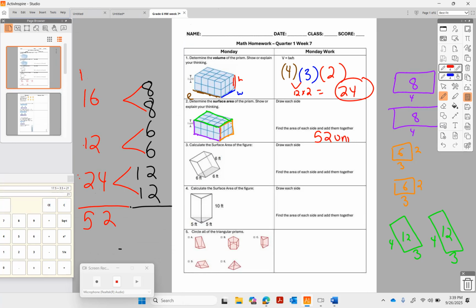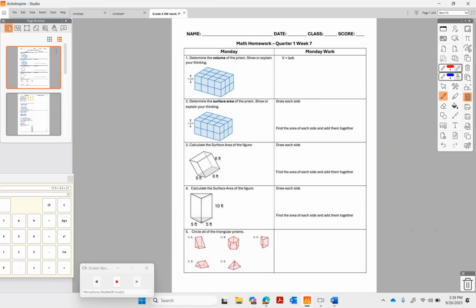And actually, it should say 52 square units. Okay? Hope you have those. We're going to erase my calculations, erase my annotations, and we're going to go on to number 3.